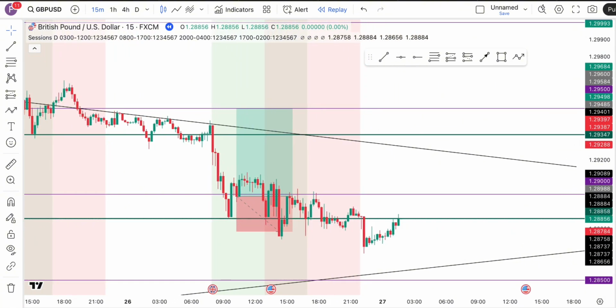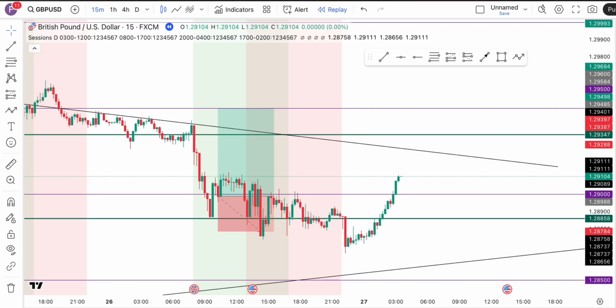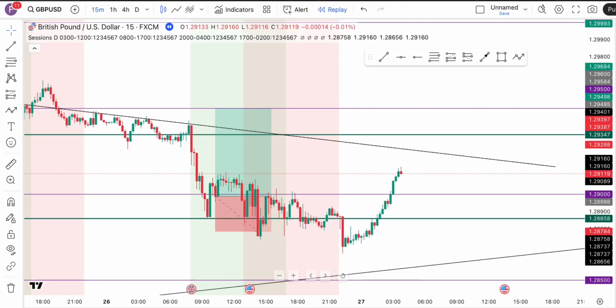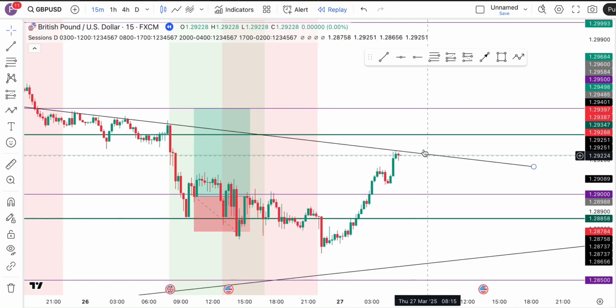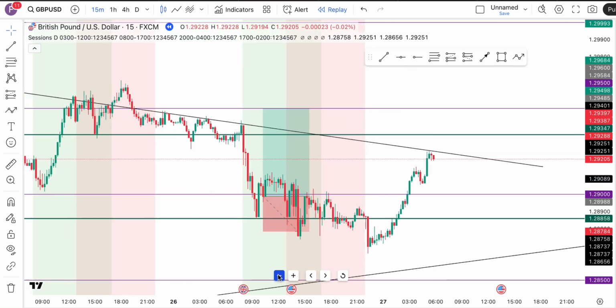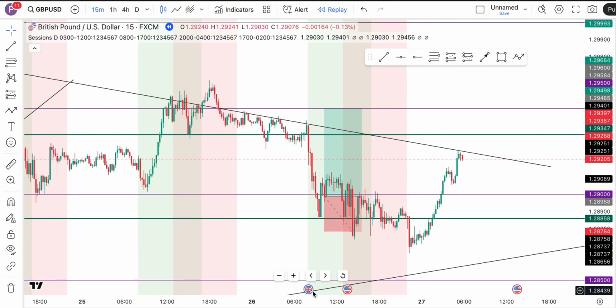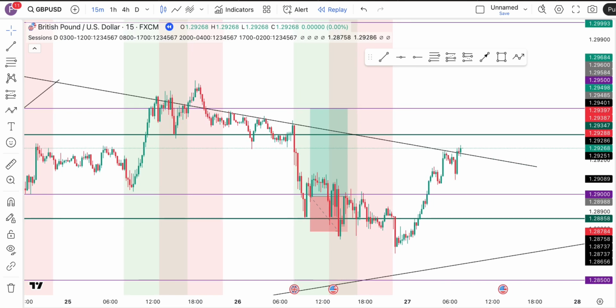So price is coming towards a point of interest. This price sold to this point here. Then on Thursday now, let's see what price does on Thursday here. Right, I believe it's Thursday. Yeah, let's see what price does on Thursday.